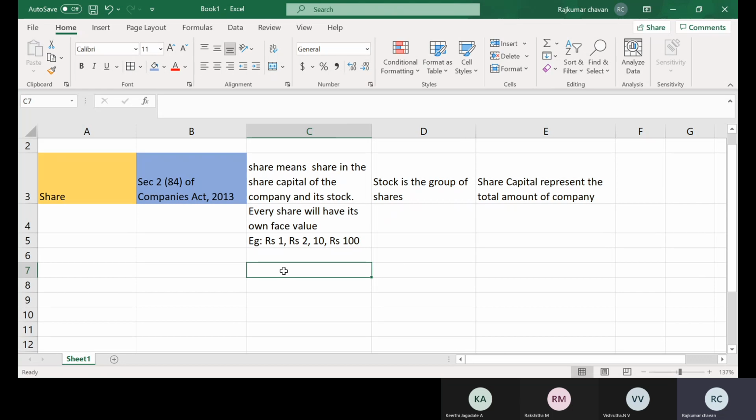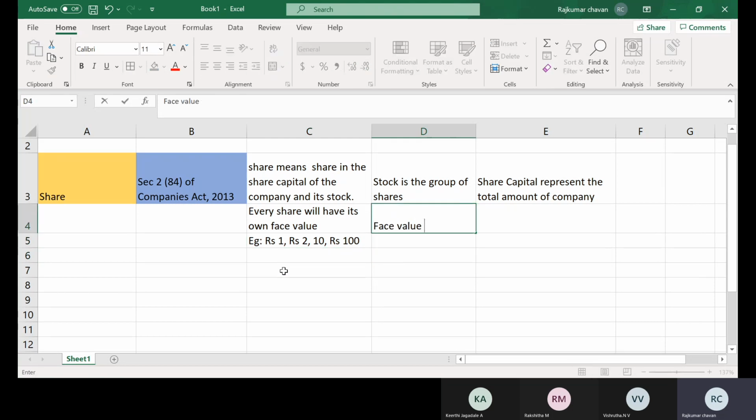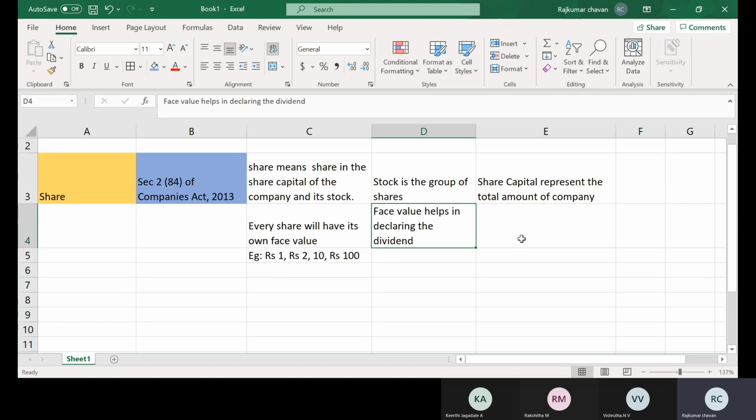And why do we need face value? What is the importance of face value? Face value helps in declaring the dividend. It means when a company is declaring the dividend, they always declare dividend on the face value of the shares, not on the capital, right?